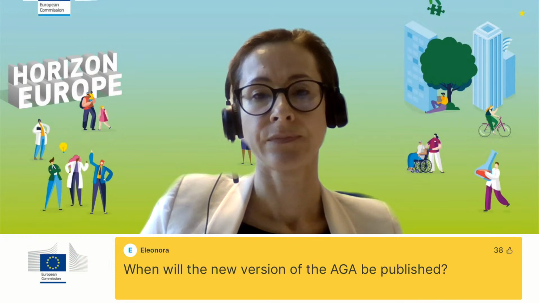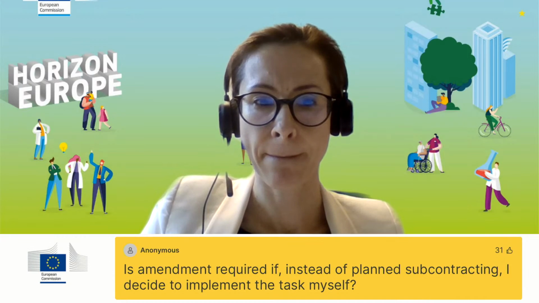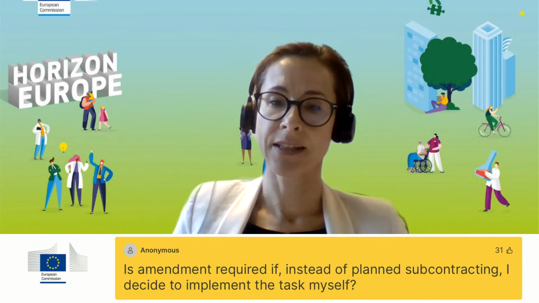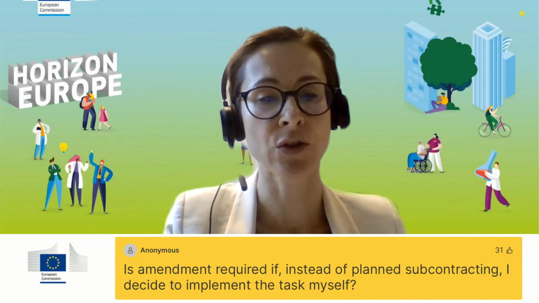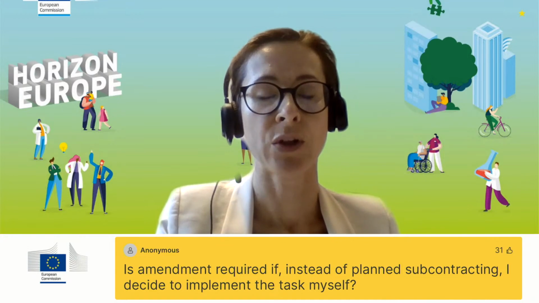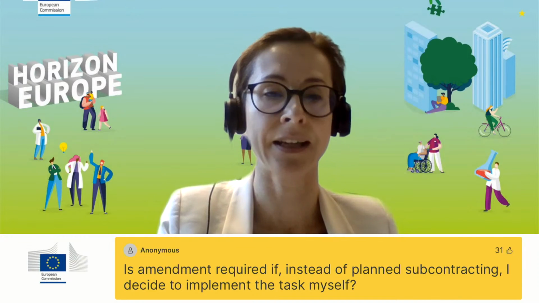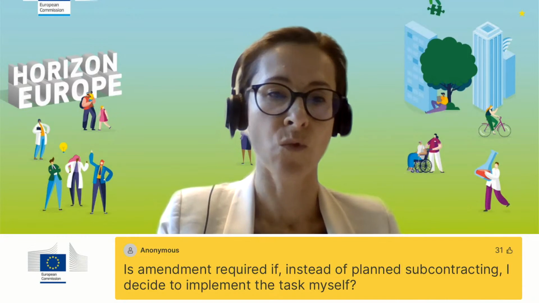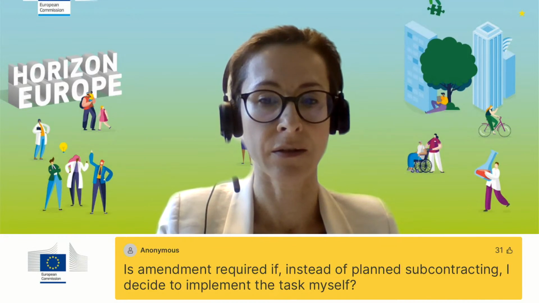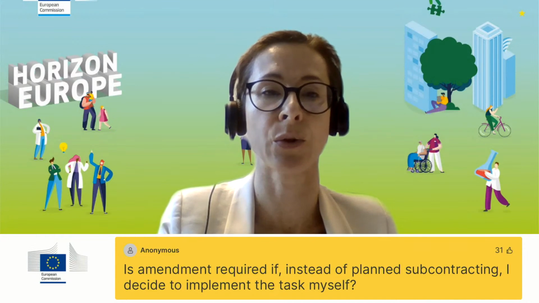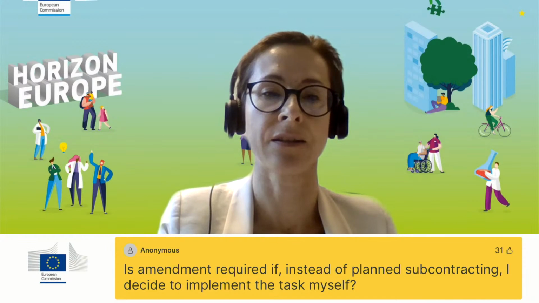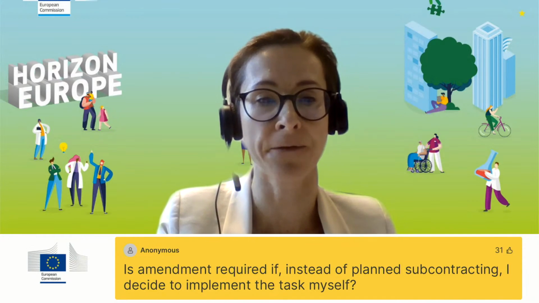Okay, next question. Is an amendment required if instead of planned subcontracting, I decide to implement the task myself? Isabel? Yes, subcontracting is a type of cost where the fact that you're using a subcontract is indicated in Annex 1 of your model grant agreement. So usually when you make a change to subcontracting tasks, it needs to be reflected in Annex 1. It's worse when it's the reverse situation. If you had not foreseen subcontracting at all and you need to use it, then it's really important to use the amendment, or there is actually for subcontracting an alternative to amendment, which is called the simplified procedure.